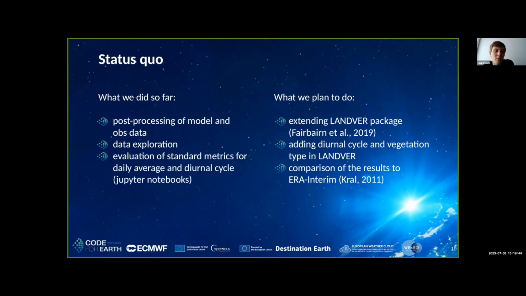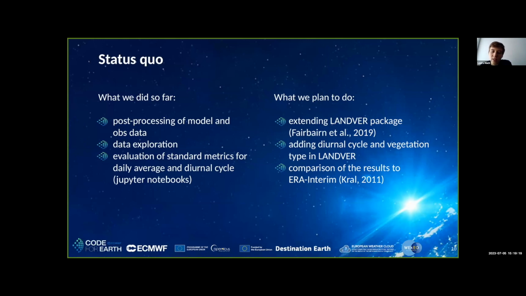Okay, to sum this up, what we did so far is the post-processing of the model and the observational data and the data exploration. And as showcased here a bit, we did the evaluation of some standard metrics for daily average values and the diurnal cycle. And currently that's in the framework of some Jupyter notebooks. What we plan to do is to put this now in the actual LANDVER package, and add in this LANDVER package also the diurnal cycle and probably some slicing per vegetation type.